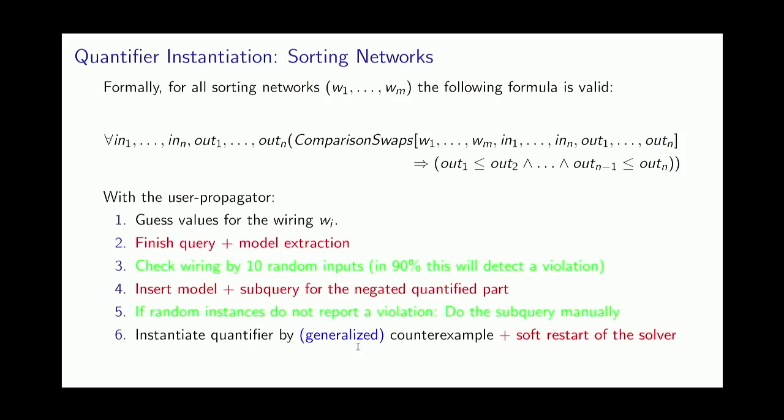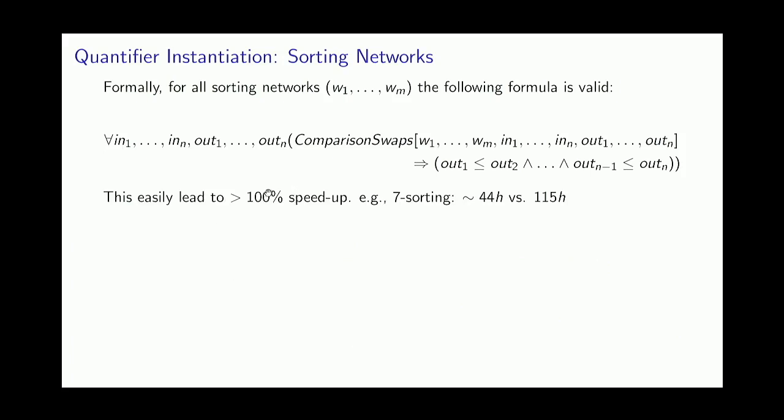Otherwise, if there is a counterexample, we can generalize this because we have now more domain-specific knowledge. We know that this is a sorting network, so we can apply some generalizations. And also because we never finished the sorting, we just add the conflict, add the new lemma, add the instance, and we don't need to do a soft restart because we never finished. So everything is fine. And again, this vastly increases performance, easily by 100%. For example, for synthesizing a minimal 7 sorting network, this only requires 44 hours instead of 150 hours. So it's slightly better, I guess.